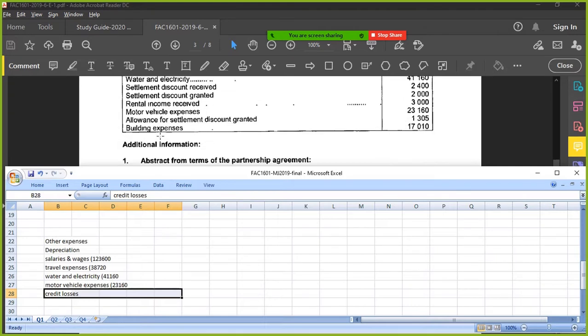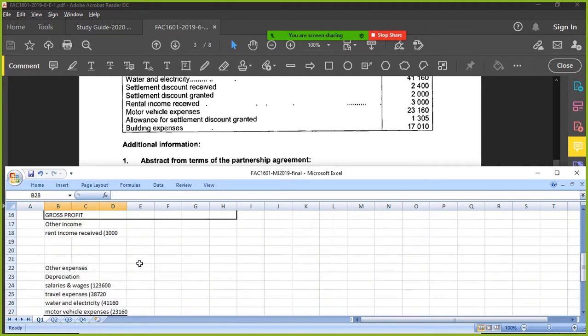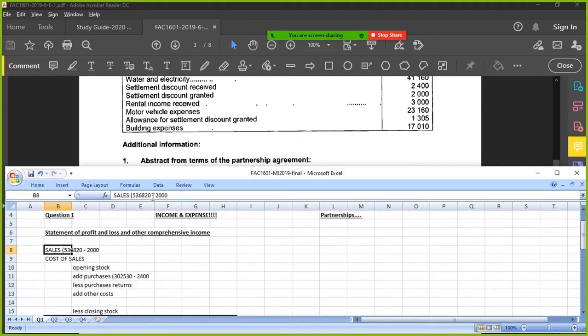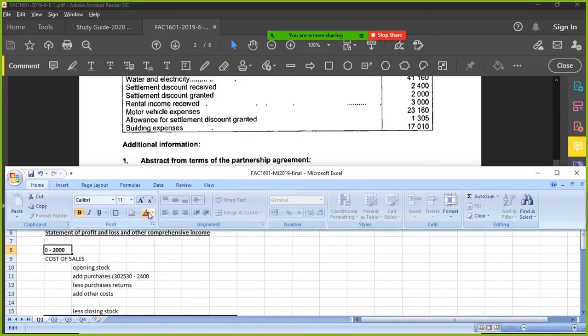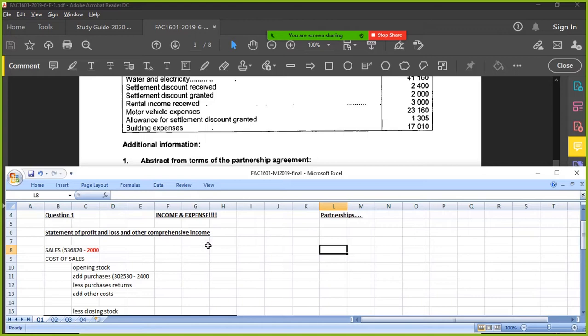But what do they mean by allowance for settlement discount granted? Okay, so when it's an allowance for settlement discount granted, it's going to be an adjustment for the settlement discount granted. So in other words, sorry, I read that wrong. It should have been allowance for debtors, bad debts. If it was bad debts, it would be credit losses. Because it's settlement discount granted, it's going to affect the settlement discount granted, which is that figure. It's going to make it go up or down. I think we even had this in one of our textbook examples.